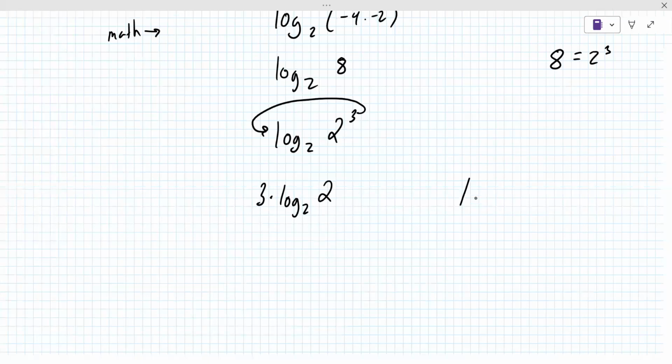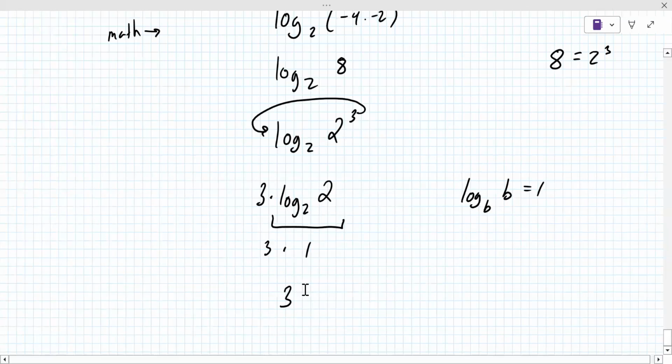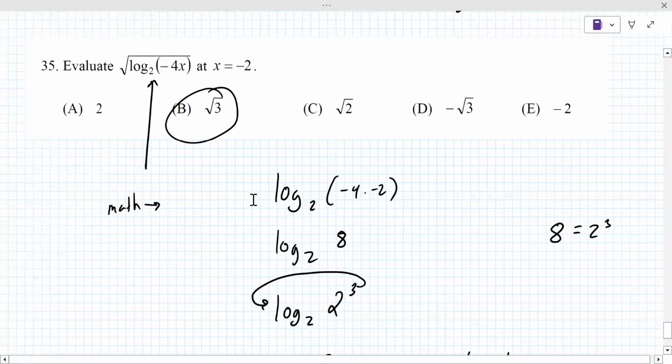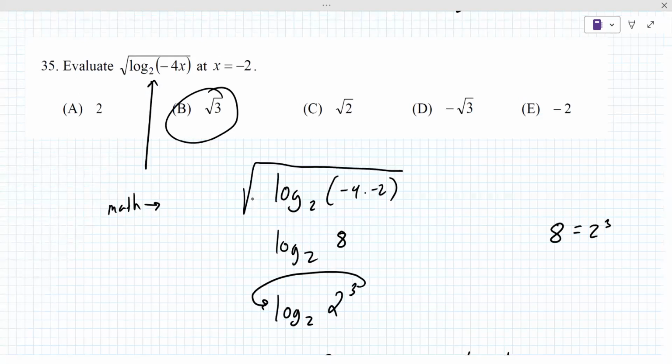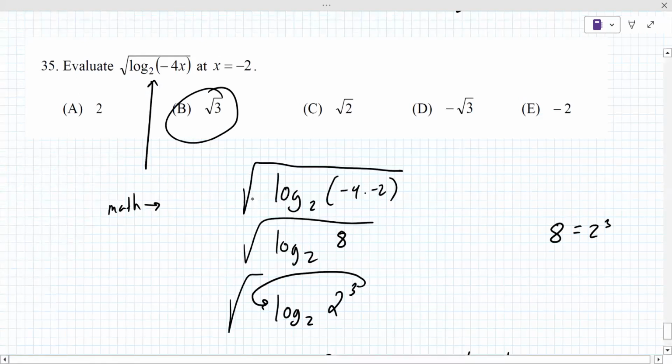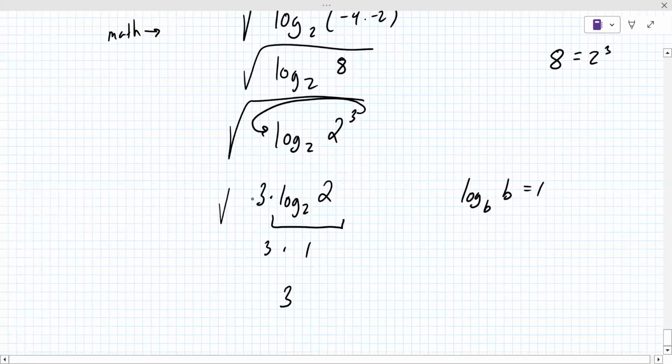From here, log base b of b is 1. So this part right here is 1. 3 times 1 is 3. And that's your final answer. But wait, the whole thing had a square root. So every step had a square root. Like that. Square root of 3. Okay.